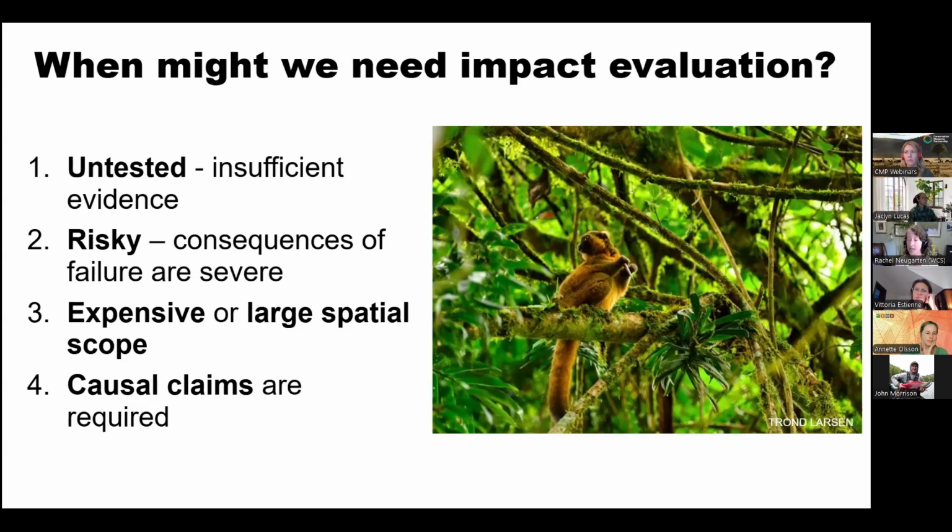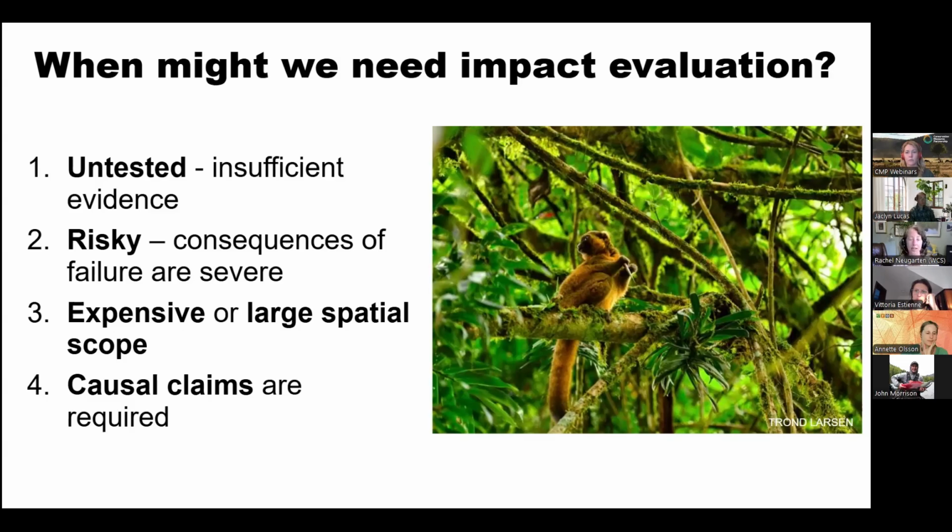So this is another context where I would argue that your burden of proof is much higher, both on the environmental impacts, but also on the socioeconomic side. Expensive or large spatial scope. So somebody in the chat talked about scaling up. When you have a really expensive project, a really large scale project, by definition, your effects could be quite large, right? So even if the level of risk at any given place is sort of low, the cumulative risk is just larger. Also, these projects tend to just have more resources, so impact evaluation may be more feasible. Not always, unfortunately. And then causal claims are required.